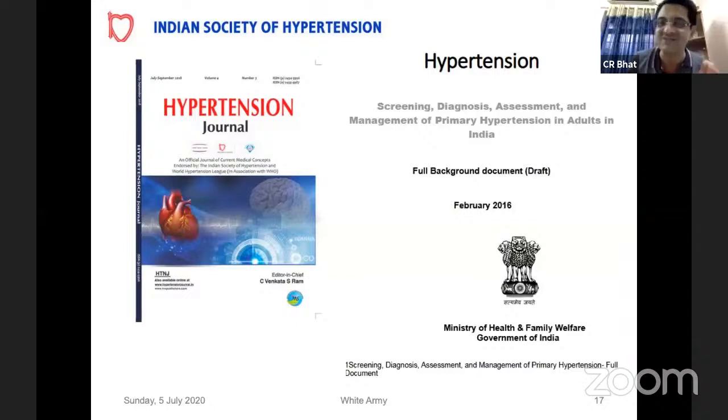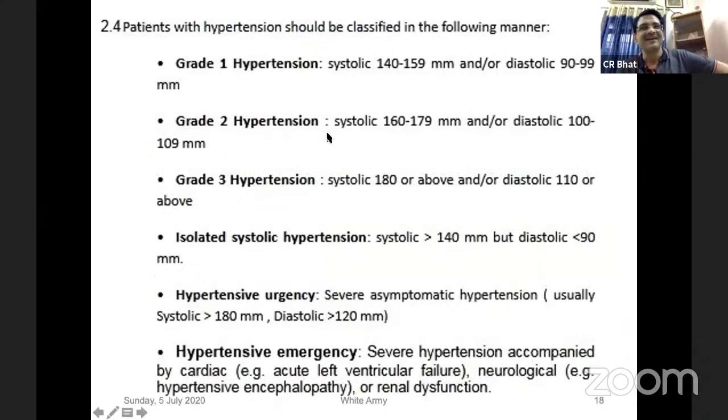Now, if you go by the Indian Society of Hypertension, the guidelines are entirely different. This is a recent one, 2017, 2018. Grade 1 hypertension is systolic blood pressure between 140 to 159 and diastolic blood pressure of 90 to 99. Grade 2 is 160 to 179. Grade 3 hypertension, there is a grade 3 also in the Indian guidelines.